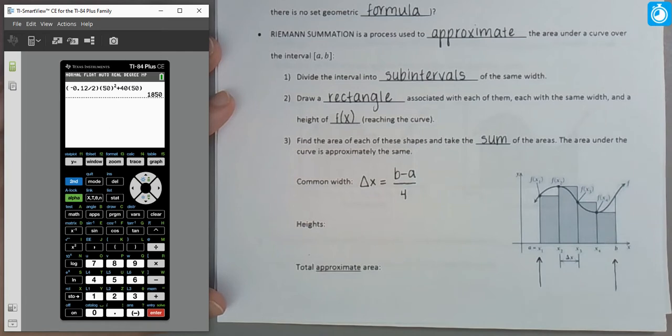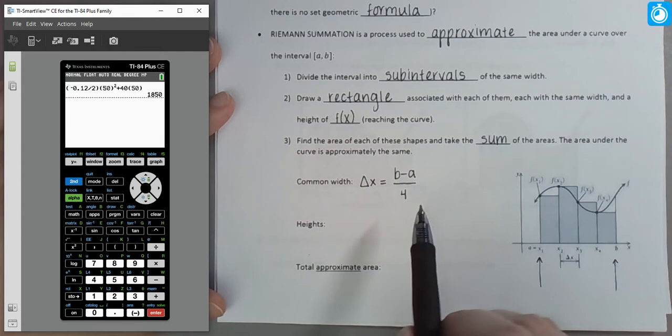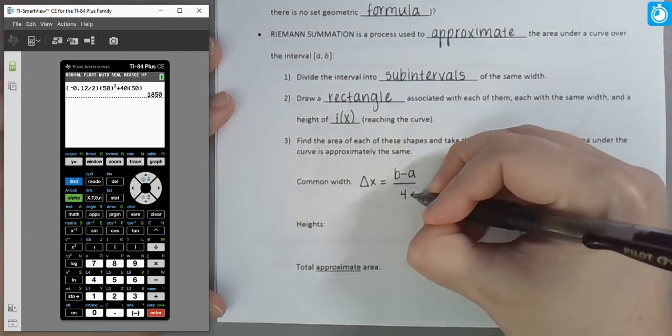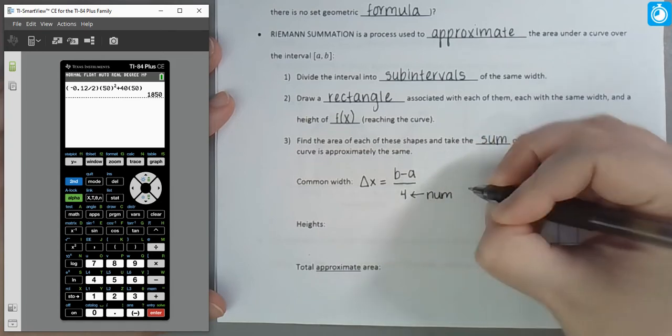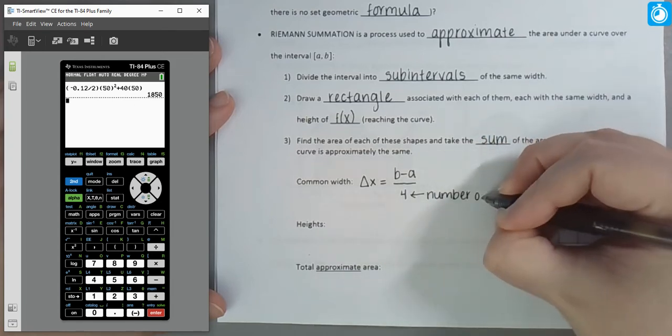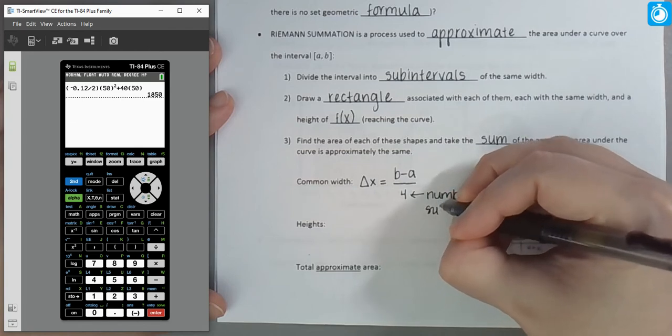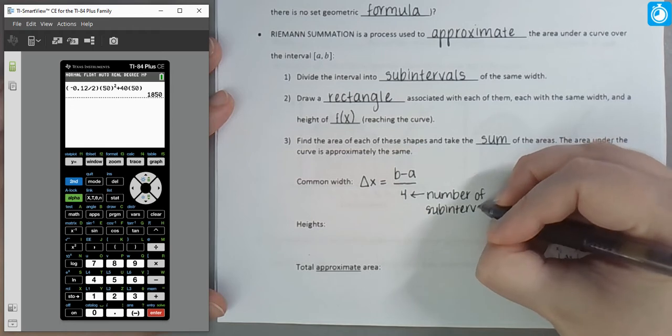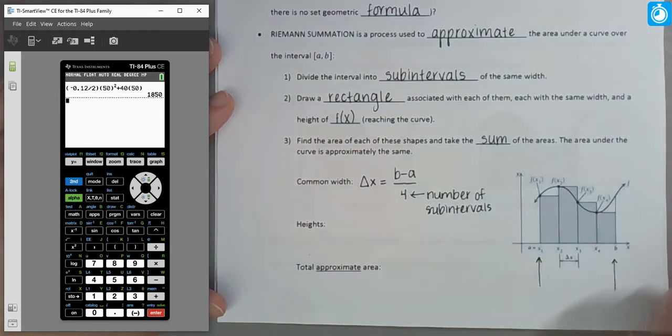Now, if we were to use 5 subintervals, or 6, or 7, or 8, however many we want, that value is going to change. So this is just going to be the number of subintervals. Essentially, that is going to be the length of the base for each of the rectangles we're going to draw. So how do we draw the rectangles?